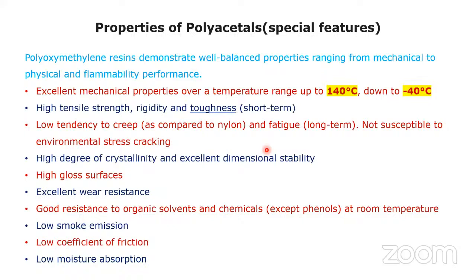Then some special features or properties of polyacetals are nothing but like polyoxymethylene resins demonstrate well balanced properties ranging from mechanical to physical and flammability performance. It is having excellent mechanical properties over a temperature range, as just now we have mentioned, like it can go up to 160 degrees Celsius application temperature. Okay, so here also it is like 140 degrees Celsius down to minus 40 as well.